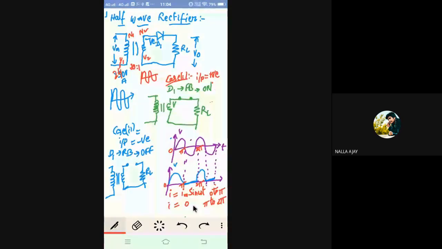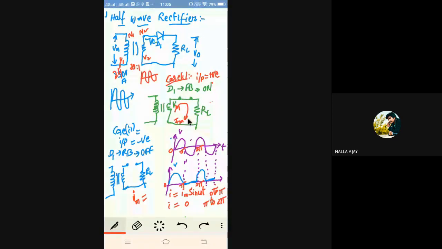Now, I can write Im in terms of Vm. Let us consider the current Im and the voltage Vm. So what is the equation for Im in terms of Vm? Let us consider that in forward bias condition, the diode offers a very small forward resistance RF.